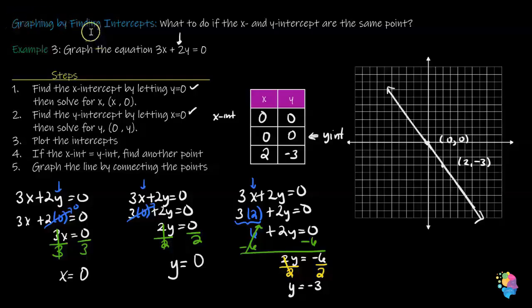So when you are graphing by finding x and y intercepts, and you find that both the x-intercept and y-intercept end up being the same point, what you're going to have to do is find a third point so that you can graph your line. Remember, in order for you to graph a linear equation, you need two distinct points. And if both the x and y intercept are the same, you won't be able to graph your linear equation. You're going to have to find a third point. We selected this value 2 because 2 was a coefficient of y, just as we did in example 1.